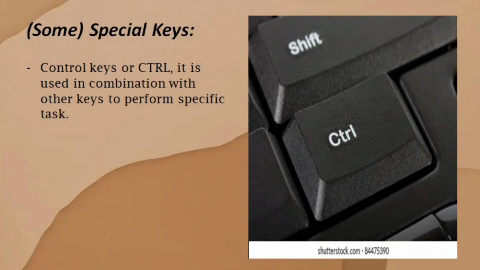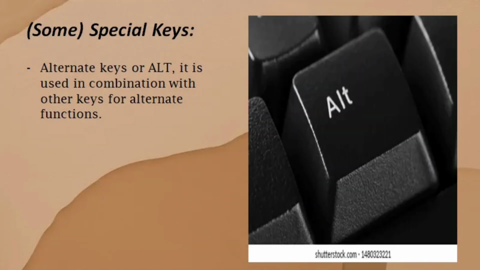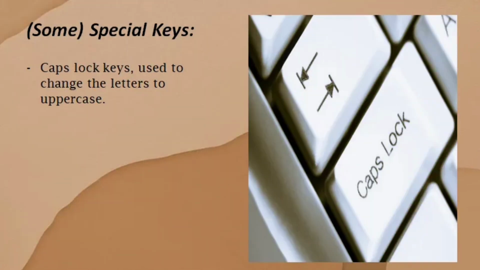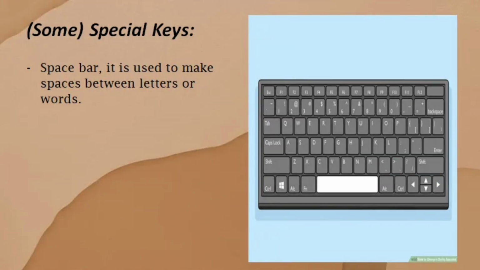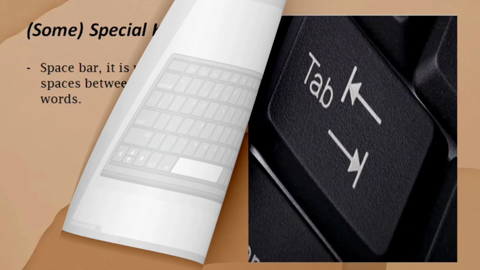First, we have control keys or CTRL. It is used in combination with other keys to perform a specific task. Next, we have the alternate keys or Alt. It is used in combination with other keys for alternate functions. Next, we have the caps lock keys. It is used to change the letters to uppercase. Next, we have the spacebar. It is used to make spaces between letters or words.